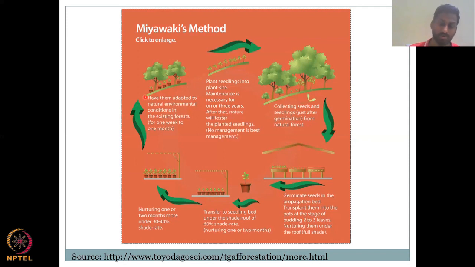In an existing forest, you take the seedlings to a forest, and then you put these in small pots. You put them under the trees, near the trees, for one or two months. And then these saplings, these small plants, are taken and put in the barren land where you want to make the forest. Plant the seedling into the plant site.